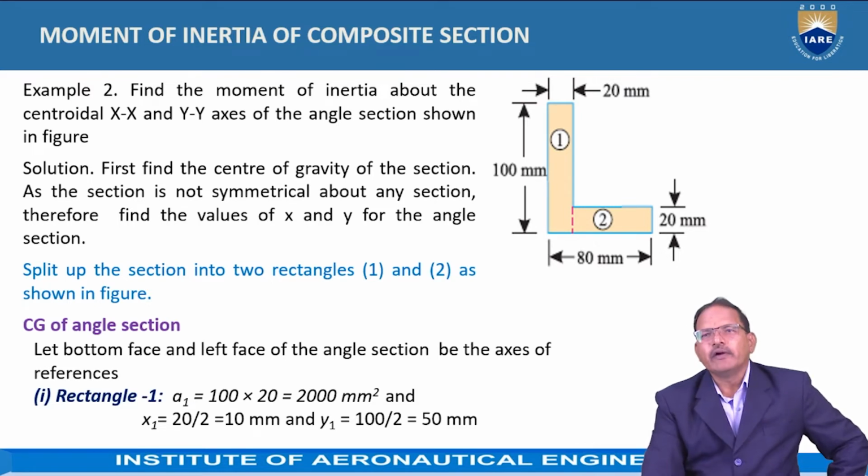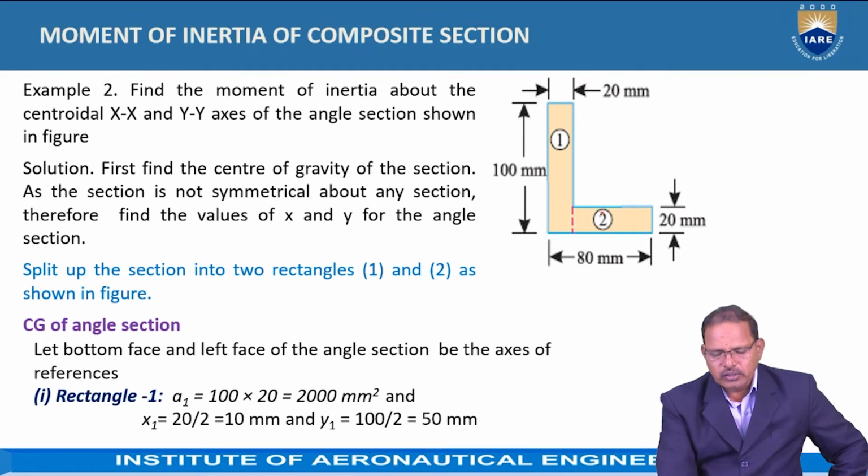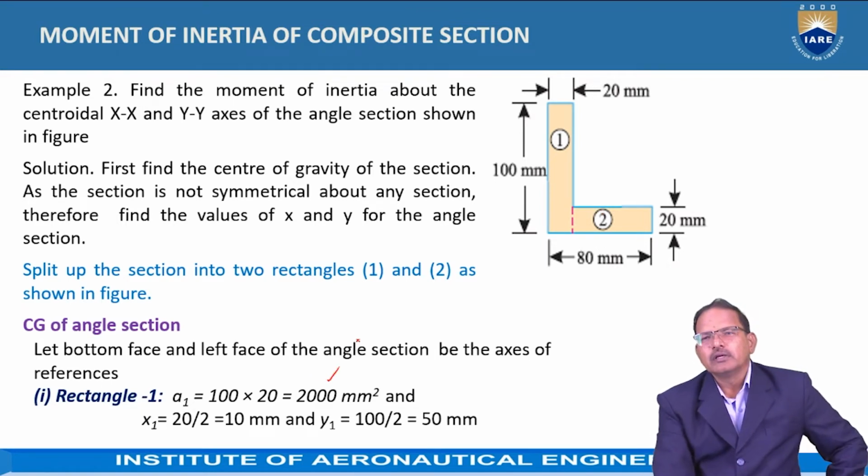Now, after finding the position of the reference axes, split the composite figure into regular sections, and these are represented here as 1 and 2. The area of the first rectangle, A1 we are taking, is 100 into 20, which is equal to 2000 mm square now.